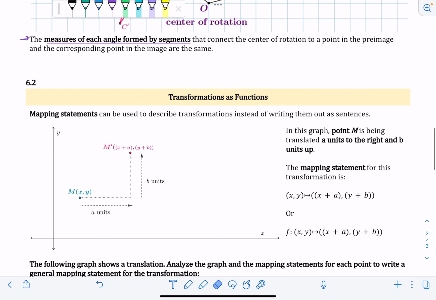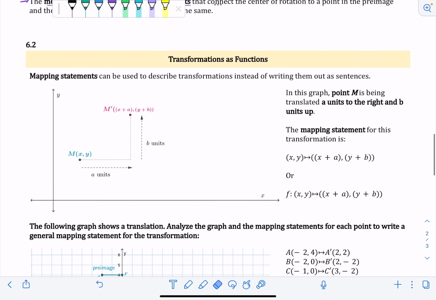Okay, moving down to 6.2, which is transformations as functions. You can see with transformations there's all the wording, like rotations, translations, all that. Obviously you can write out the transformations as long sentences, but there's also ways that we can shorten it. We usually shorten the way we write transformations with something called a mapping statement. A mapping statement can be used to describe transformations instead of writing them out as sentences.